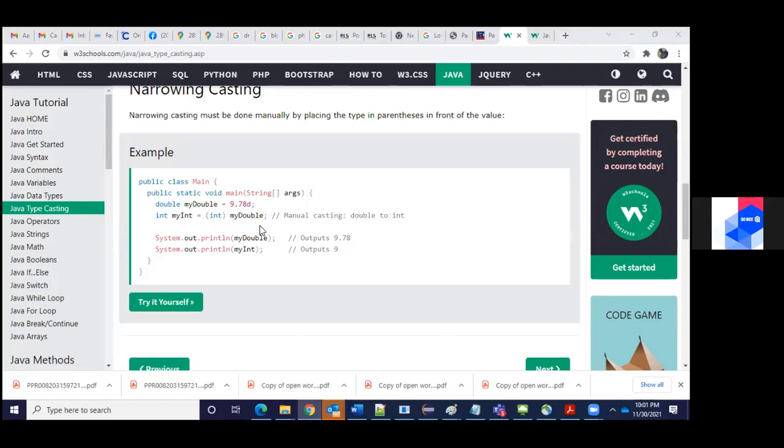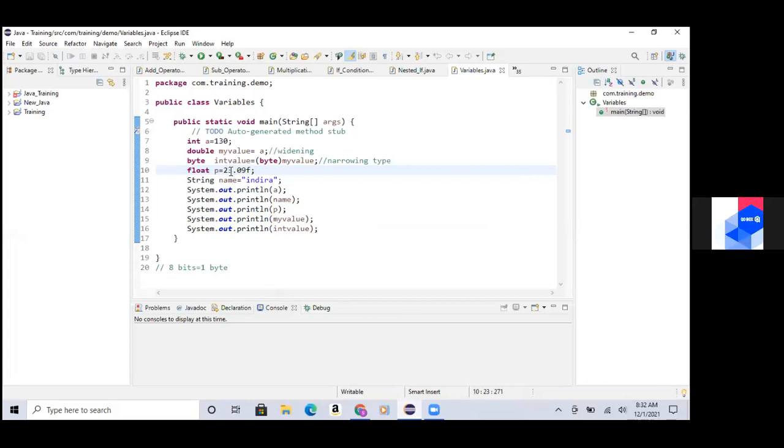I have one doubt, sir. Yes, please go ahead. Yesterday I went through a program on data typecasting. I got an answer, but I didn't get how it is stored. Can I share my screen? This is my program, sir. I mentioned int a equals 130. I'm converting it into double. This is widening. And again, I am converting it into byte.